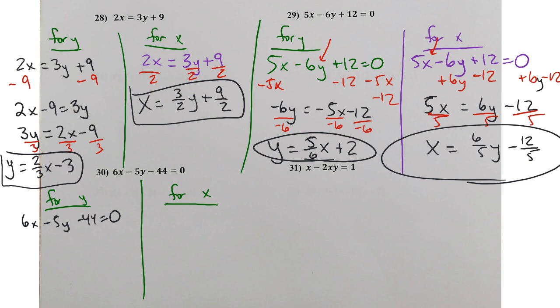Like I said earlier, somebody asked, can I just add 5y to both sides first? There is nothing wrong with that. 5y equals 6x minus 44. I just wrote the right side of the equation on the left and the left side on the right. And then I just divide everything by 5. It is a little bit faster. So I end up with y equals 6/5 x minus 44 over 5.